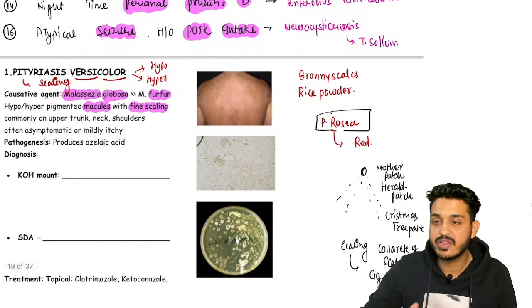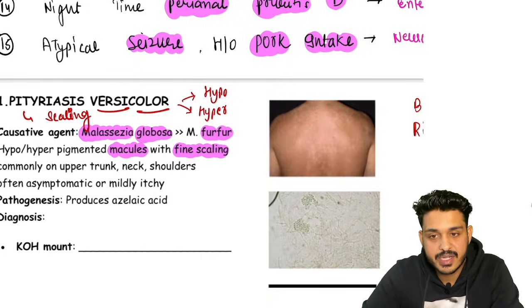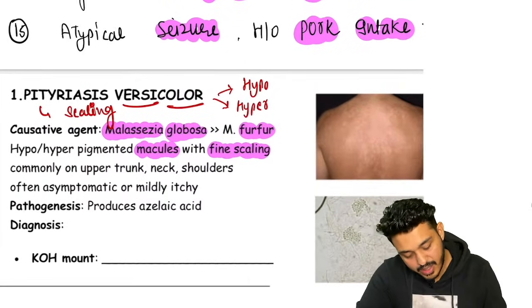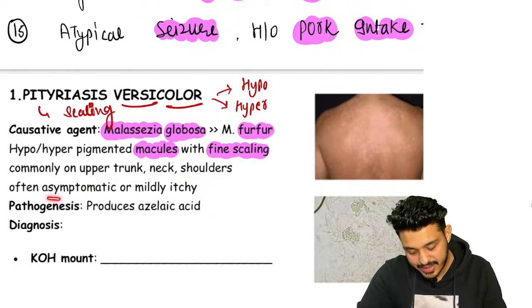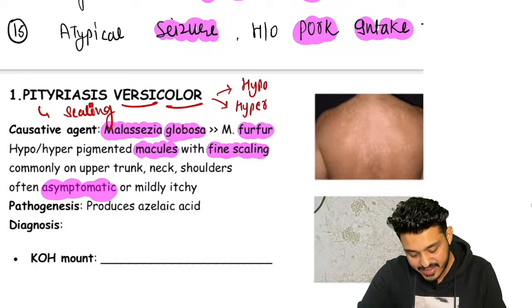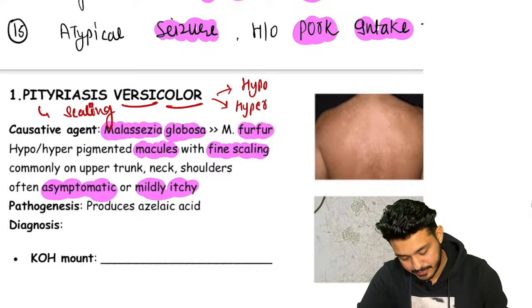Now compare it with pityriasis versicolor. Versicolor will have hypo- and hyperpigmented lesions on the back, on the trunk. Fine scaling will be there, commonly on the upper trunk, neck, around the shoulder. This is often asymptomatic. It is a fungal infection, a mildly itchy fungal infection.